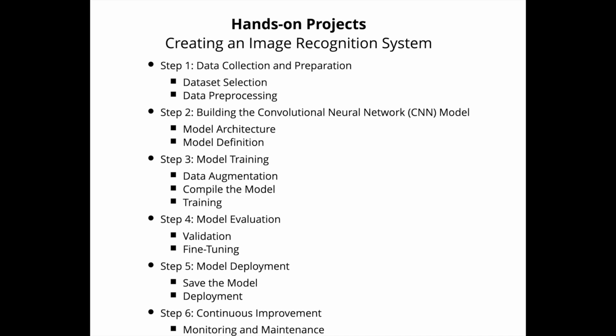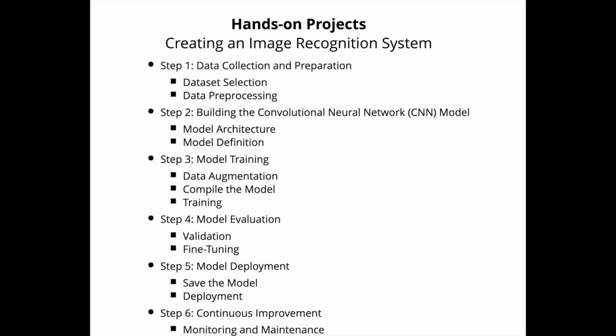Popular datasets include CIFAR-10, CIFAR-100, MNIST, ImageNet, etc. We have used MNIST before in one of the examples, but we'll see more. Data preprocessing: pre-process the images by resizing them to a uniform size, normalizing pixel values, and converting them to arrays. TensorFlow provides tools like ImageDataGenerator for pre-processing.